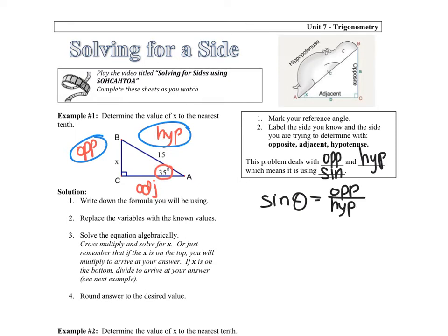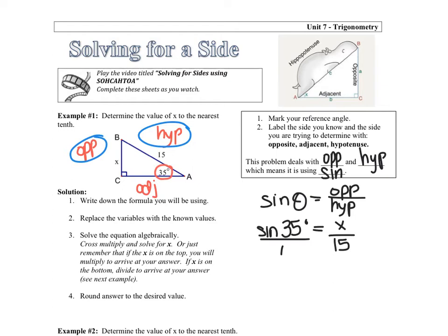Okay, and remember, your sine, cos, tan, they're always attached to an angle. You can't just write sine equals opposite over hypotenuse. There has to be an angle attached. So now we're going to replace everything that we're given. So sine, my reference angle is 35 degrees, is equal to my opposite side, which is x, over my hypotenuse, which is 15.